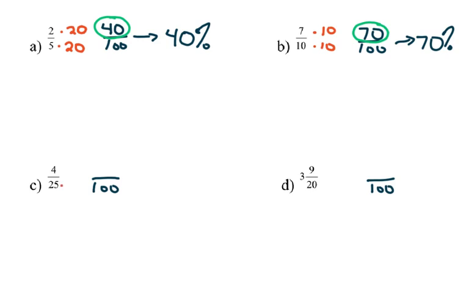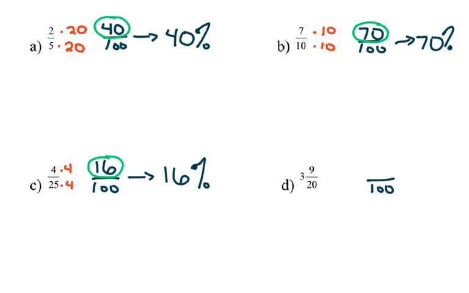25 times 4 will give us 100 for the denominator. If we multiply the denominator by 4, we must multiply the numerator by 4. 4 times 4 is 16. Once we have 16 over 100, we have the percent, and the percent is 16%.